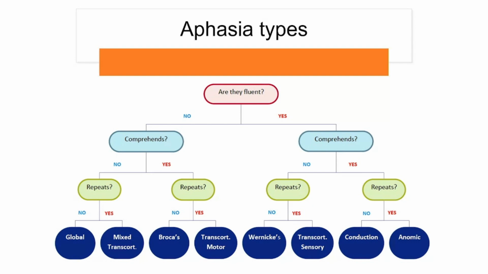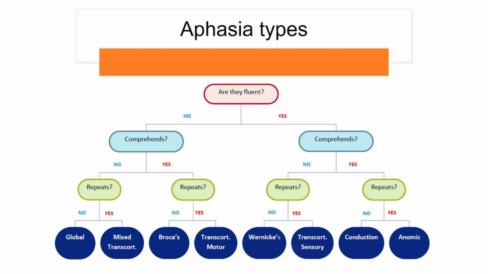And so speech pathologists will categorise someone's aphasia based first on fluency. So is it really hard to get more than a couple of words out, or can they put more words together? And then we step down to look at the person's ability to comprehend and understand language. And then we break it down further based on whether or not they can repeat.